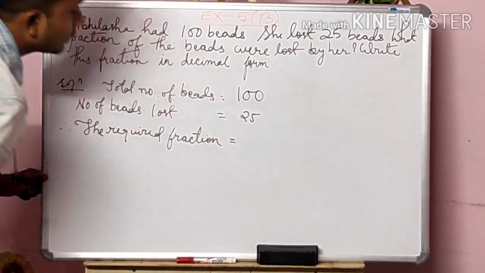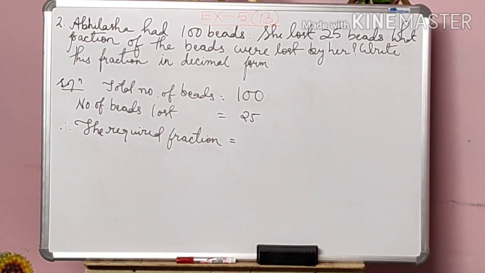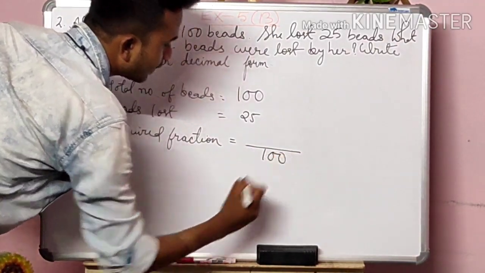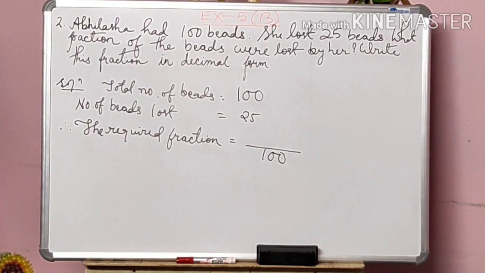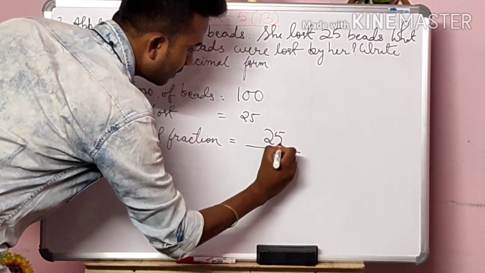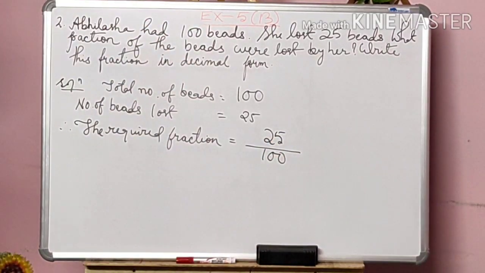Now you write that in the denominator we have to write the complete number, that means the whole number of beads. So it was 100 beads. So in the denominator I have written 100. Now what we have to do? We have to write the lost ones in the numerator. So 25 beads were lost. So I have written 25 by 100, isn't it?